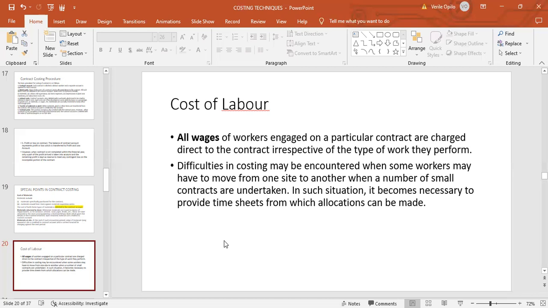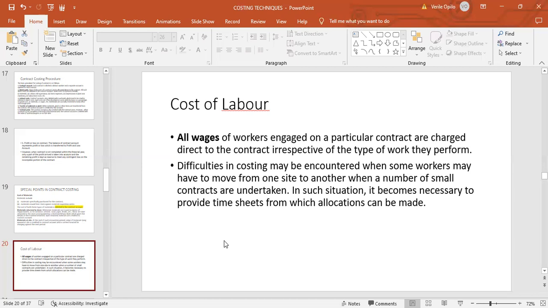So all the wages that have been paid to employees with respect to that particular contract will be recorded as an expense in the contract account. So all wages of all workers engaged on a particular contract are charged direct to the contract, irrespective of the type of work they perform. So unlike other cases whereby we're saying that direct labor are only those employees that were involved in the production of the final product, and they are employees of the company, are the ones we include as direct labor and therefore include into the job.